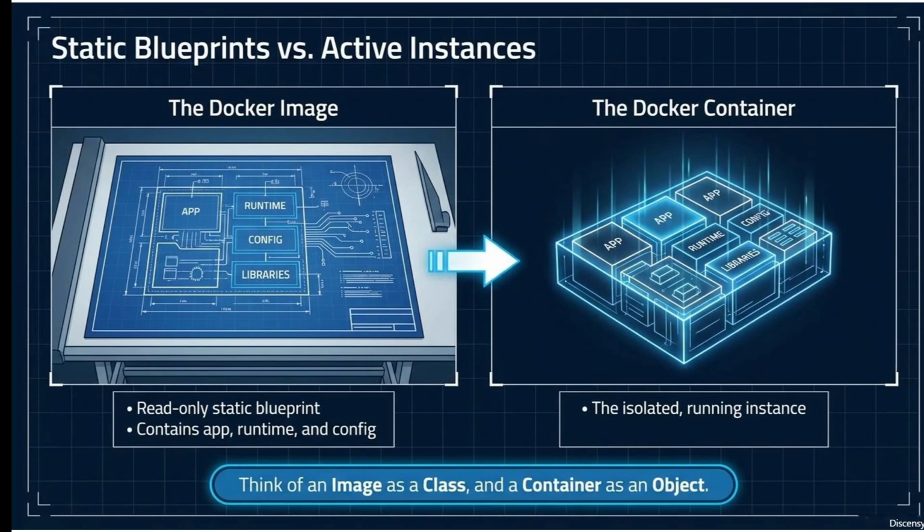The Docker container. So the Docker container is like an isolated running instance, as we have got to know before. It is going to contain all these application code, runtime, configs, libraries, and it is an isolated running instance. So it is the one where the running of the image happens. So we need to think of the image as a class and the container as an object.